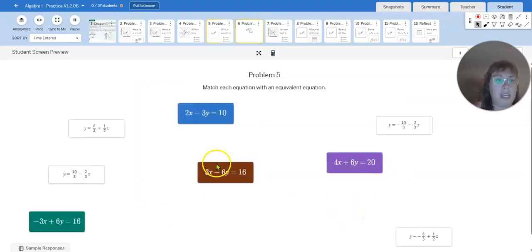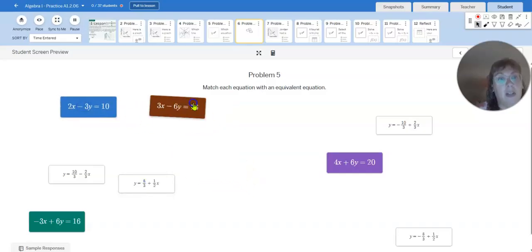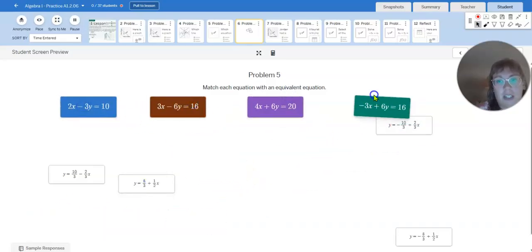Slide 6, when you're ready, match each equation with an equivalent equation. So we have these 4 equations in standard form.